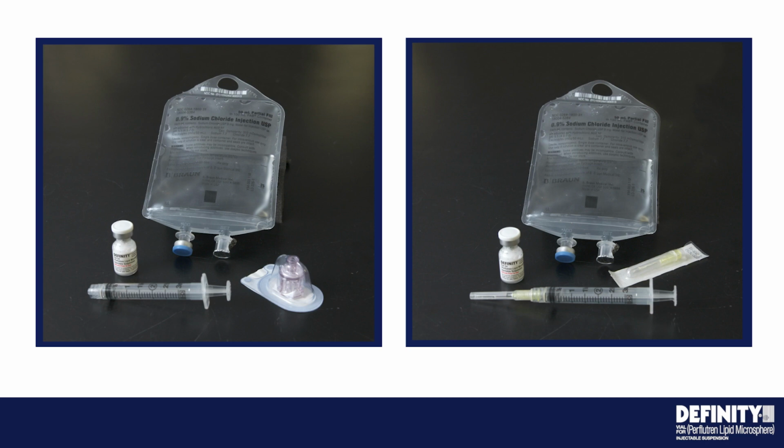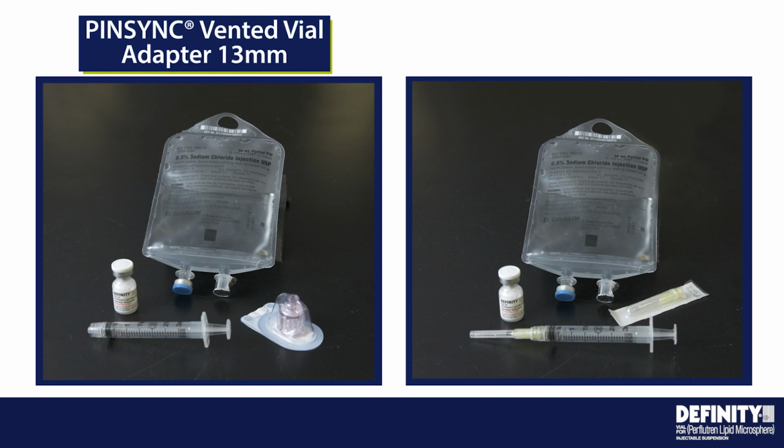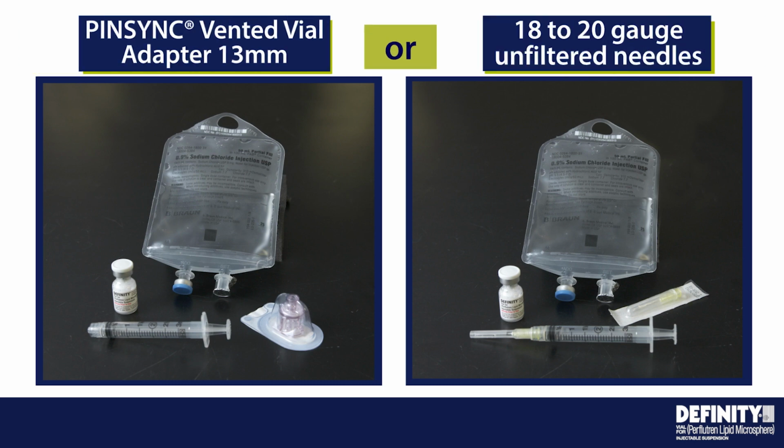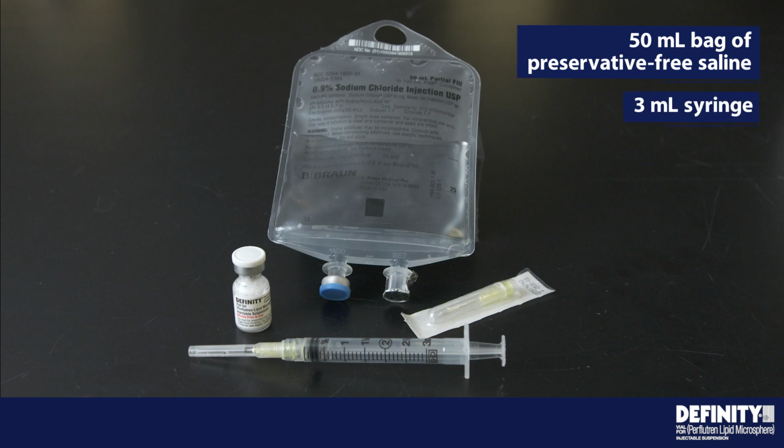Following activation with vial mix, continuous infusion dosing can be prepared using either a PinSync vented vial adapter 13 mm or 18 to 20 gauge unfiltered needles. Supplies needed include a 50 milliliter bag of preservative-free saline, a 3 milliliter syringe, and 18 or 20 gauge unfiltered needles.